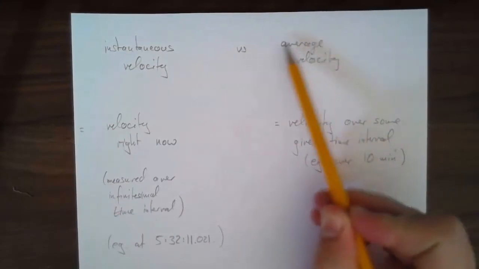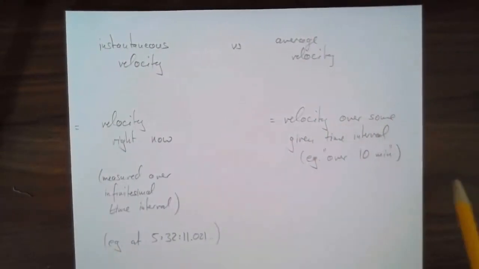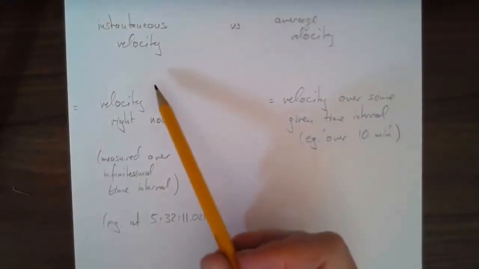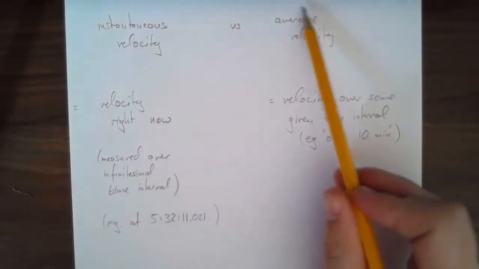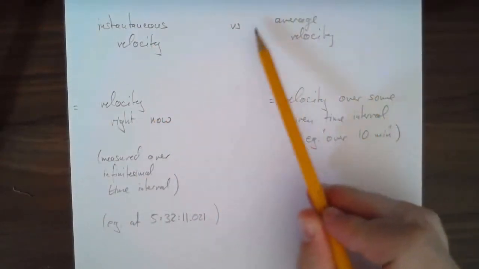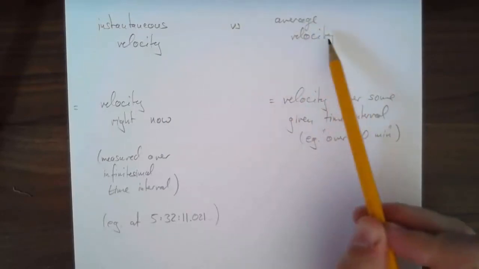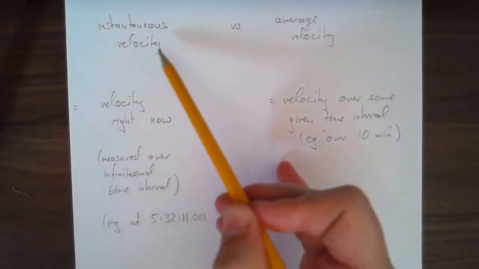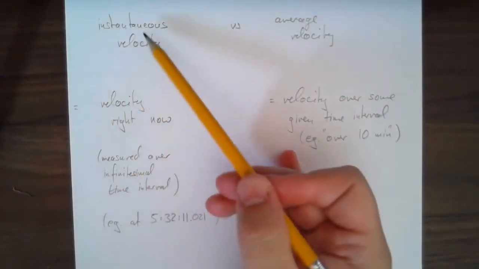The average velocity is something that's calculated over some given time interval. I can't say what's your average velocity right now. I can say what's your average velocity over the last 10 minutes. Or during the last hour, your average velocity has been 56 miles per hour. Whatever the value. Often, we calculate this literally by saying, well, how far did I go in what time? This one, we need a lot more information generally.